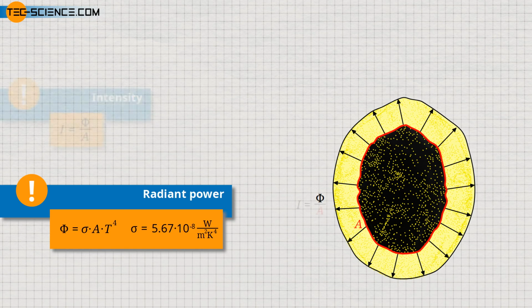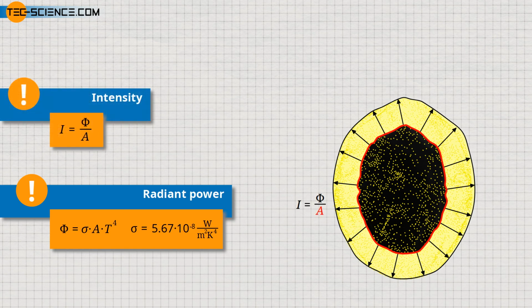If the radiant power is related to the surface area of the blackbody, then the so-called intensity of the radiating blackbody is obtained. Consequently, the radiation intensity of a blackbody increases with the fourth power of the temperature. This law was experimentally derived by the physicist Joseph Stefan, and later mathematically derived by Ludwig Boltzmann. This law is therefore called the Stefan-Boltzmann Law.